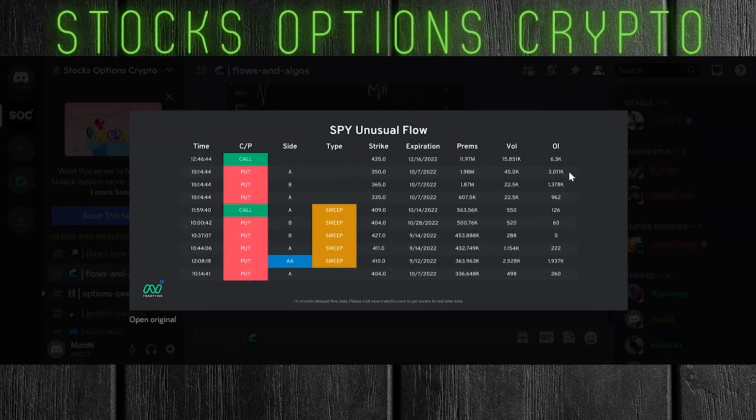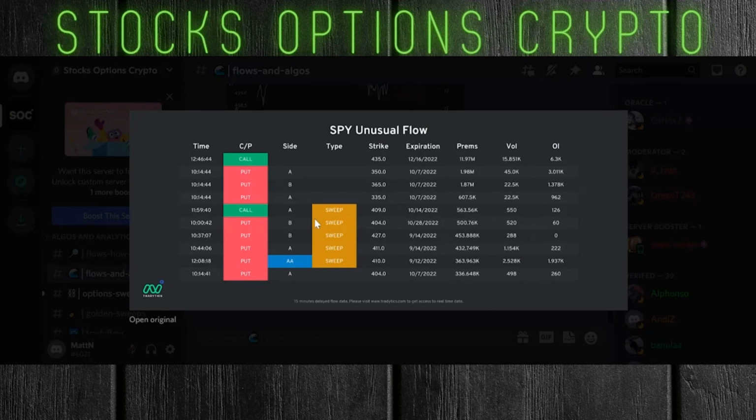But the open interest was at 3,000. They purchased a total of 45,000, which is 1,500 times open interest. So that's pretty significant. Same with the next two lines, about 1,000 open interest, and they went 22,500 contracts. So again, you're about 20 times open interest. Same with the next line.